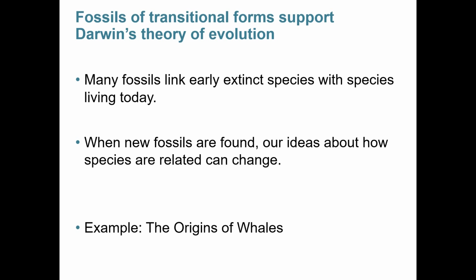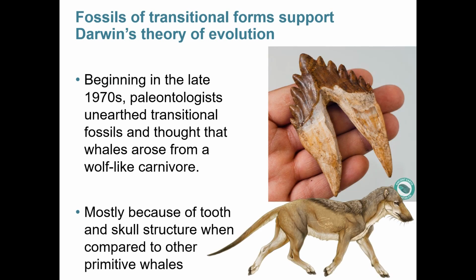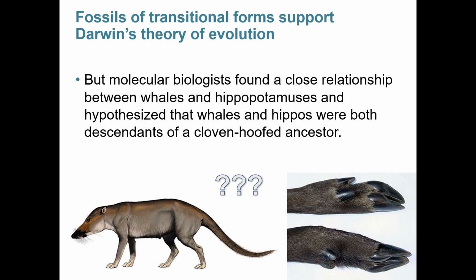An example for that is how we know about the origin of whales. Beginning in the late 1970s, paleontologists unearthed transitional fossils that were thought to come from whale-related carnivores. These creatures look a lot like wolves, and they thought they were related to whales mostly because of their tooth structure and their skull structure. However, molecular biologists found close relationships between whales and hippopotamuses instead of wolves, and they hypothesized that whales and hippos were both descendants of the same cloven-hoofed ancestor. It's not possible to go back in time, so how can we know who's right?